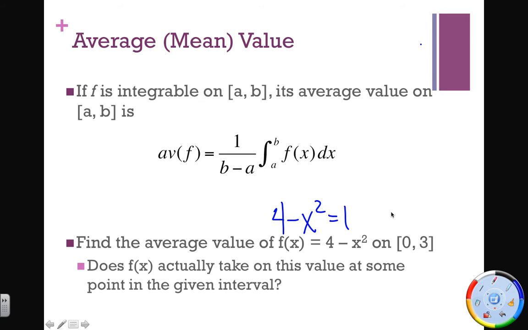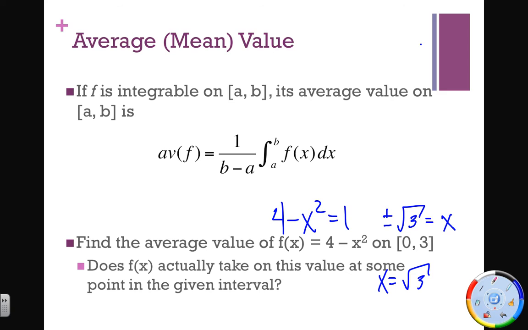Well, that's super simple for all of us. Subtract 1, add x squared. You take the square root, you get plus or minus. Oops, that's ugly. Plus or minus square root of 3 is equal to x. That tells me that that happens at plus or minus root 3. Well, actually on the interval, square root of 3 is on this interval, and therefore it happens at x equals square root of 3, not the negative version. So it does happen. So the average value is 1, and it does actually happen on this interval from 0 to 3.